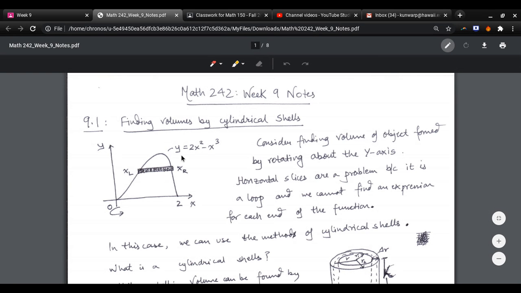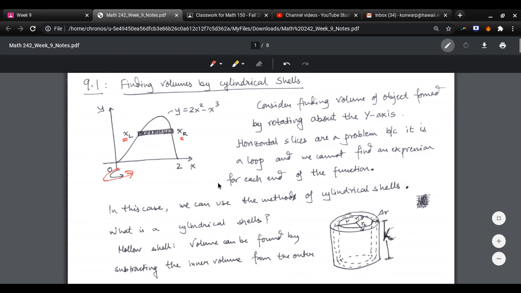Here's the idea. Let's say you have this particular function, y equals 2x squared minus x cubed, and you rotate it on the y-axis and you form a solid. Horizontal slices are a problem because it's not symmetric, so you don't know exactly what the expression for each end of the function is. Vertical ones are a problem because it's a cubic and it's difficult to solve x in terms of y. So in these cases, we use the method of cylindrical shells.